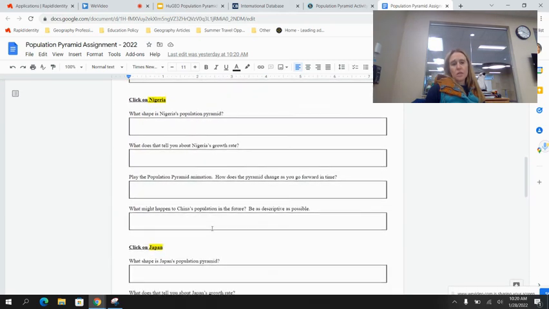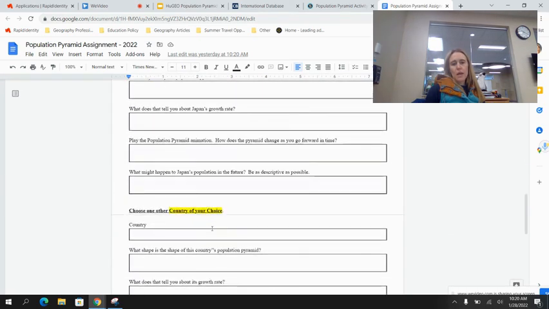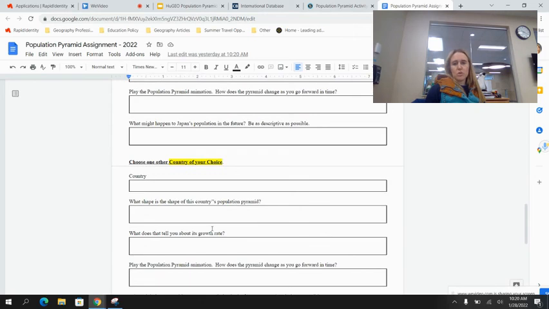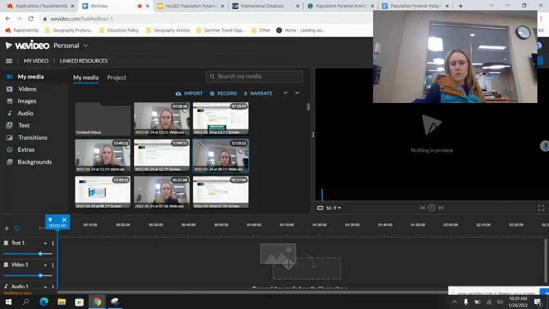Then you're going to move on to Nigeria, to Japan, and then a country of your choice. So choose any country you want to take a look at. So that is the population pyramid assignment and lesson.